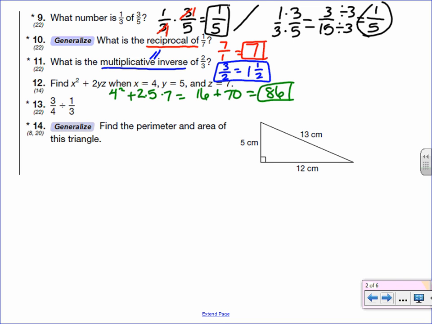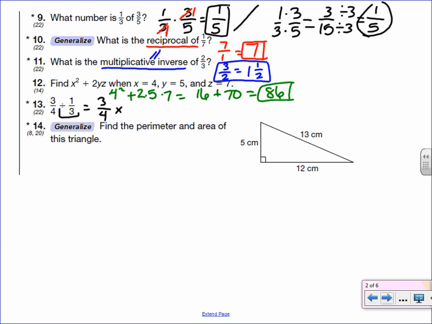Now in number 13, when we divide fractions, the only thing that's a little bit tricky is that dividing fractions is the same thing as multiplying by the reciprocal. So when you see the division symbol, you take everything to the right of the division symbol, and you're going to do something new. So we're going to rewrite it. 3/4 stays the same because it's to the left of the division symbol. The division symbol turns into a multiplication, and then we multiply by the reciprocal.